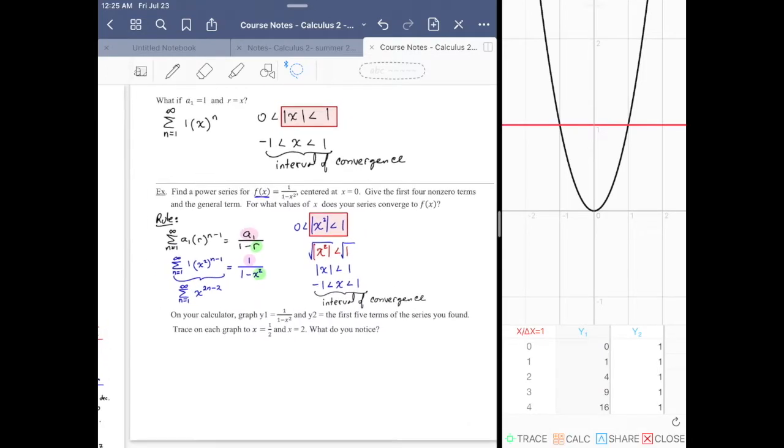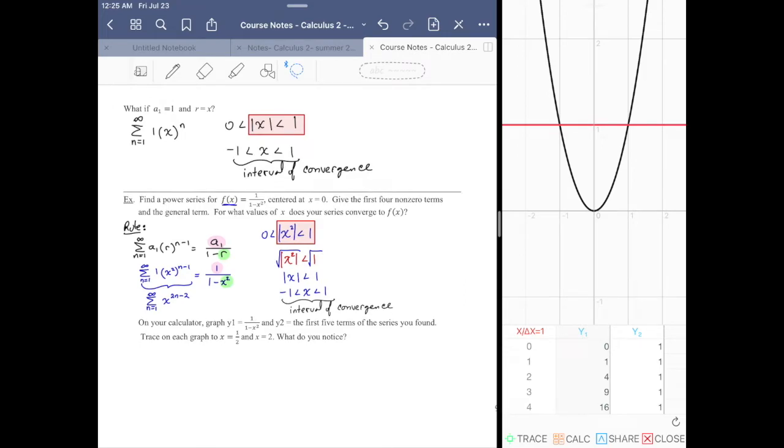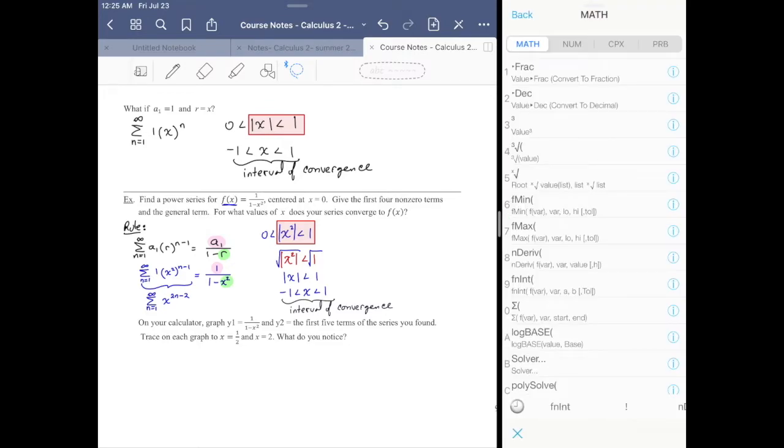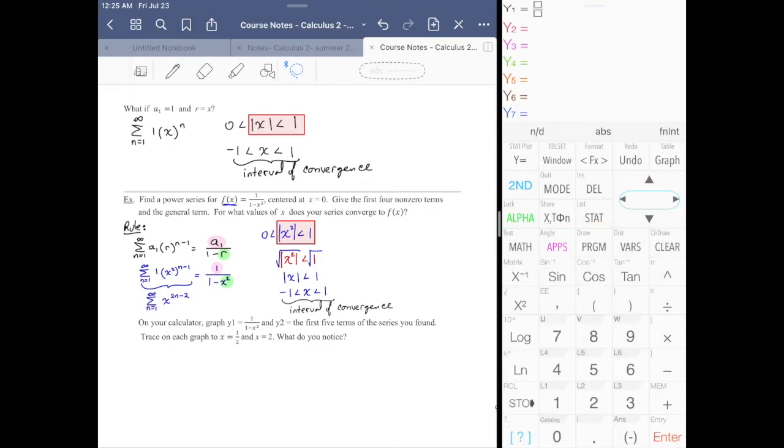All right. So the next little part of the example says on your calculator graph y equals 1 over 1 minus x squared. Oops, I hit math for some reason. Alpha. So alpha y equals n over d. 1 over 1 minus x squared. And y2 is equal to the first 5 terms of the series that you found.